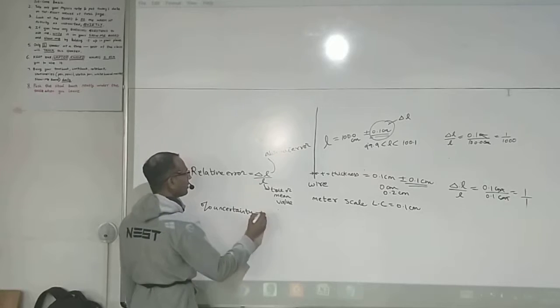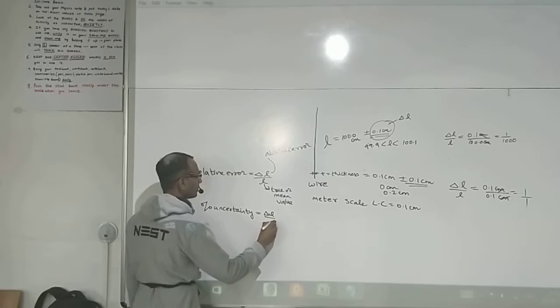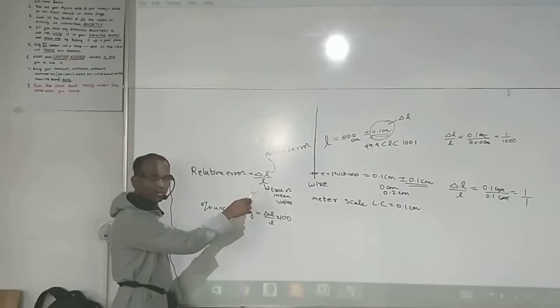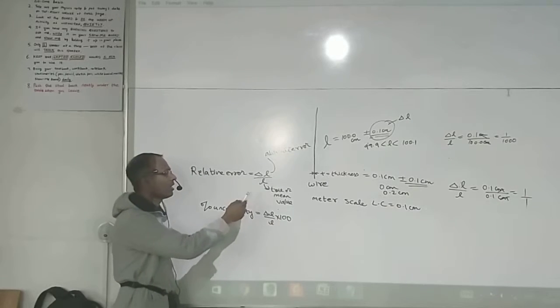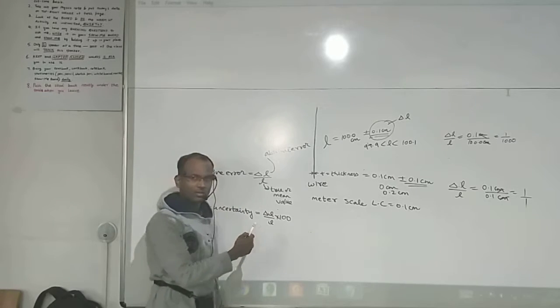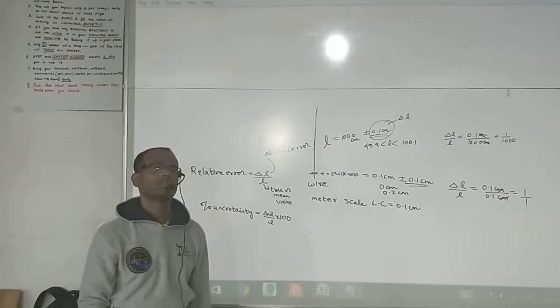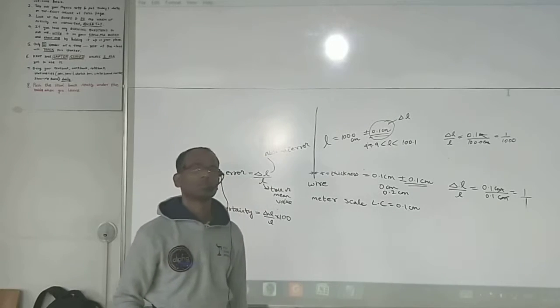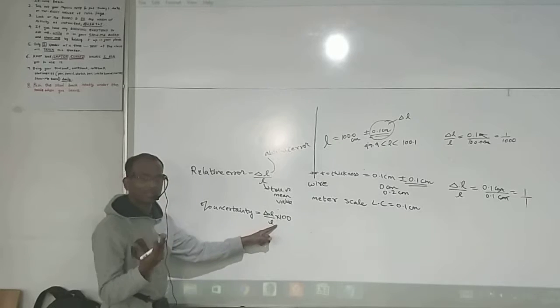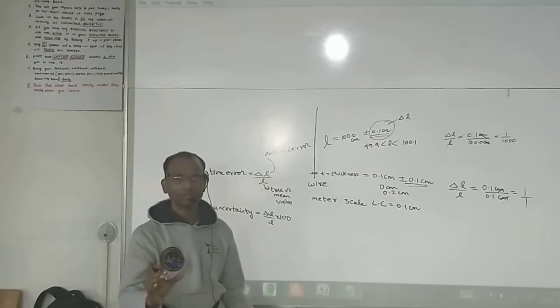It is basically relative uncertainty into 100. Now here I have written L, it could be anything. If you are measuring height, it will be delta H by H, mass, delta M by M, time, delta T by T, any measured quantity. Okay? So now what it does is, this gives you the percentage with respect to 100%.